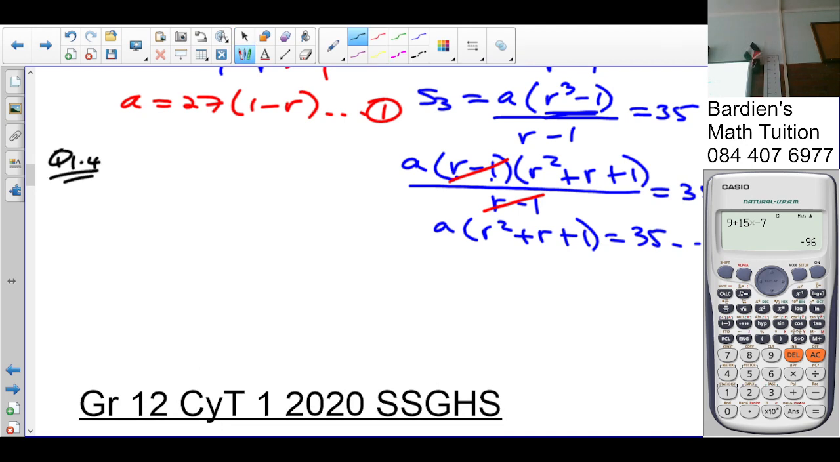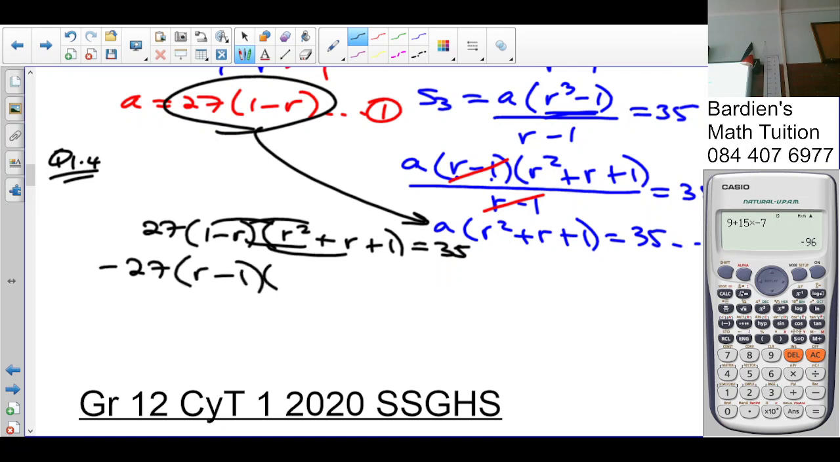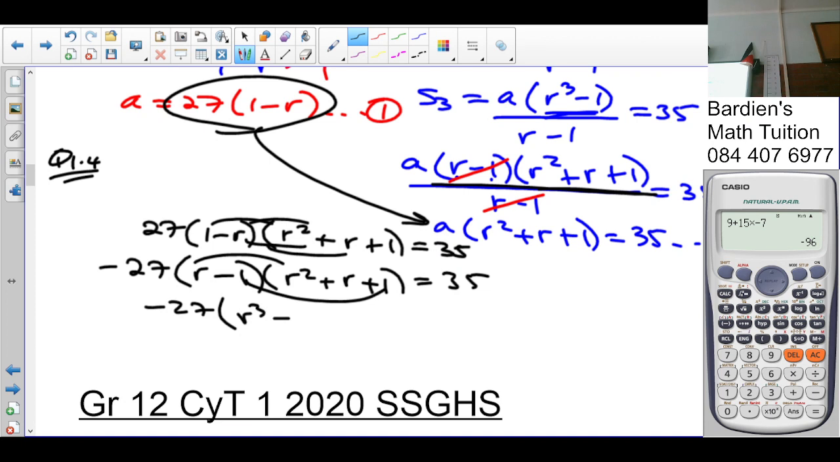Alright. So now, wherever I see a, I replace it with 27 into 1 minus r, times r squared plus r plus 1, is equal to 35. Okay. So I'm going to multiply this in here. So it's going to be 27. If I swap this around, the negative comes out. Then it takes me back to what I had, not so, which is this here. So I multiply the first and the last, so it's negative 27 times r cubed minus 1 is equal to 35.